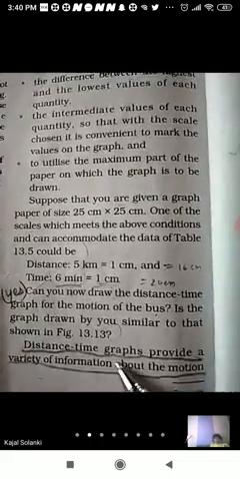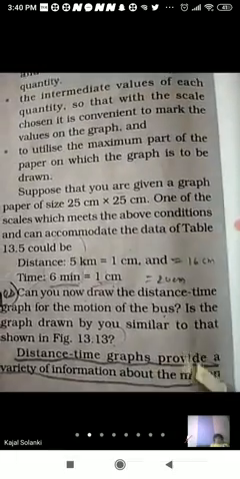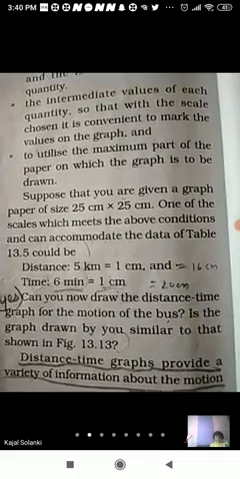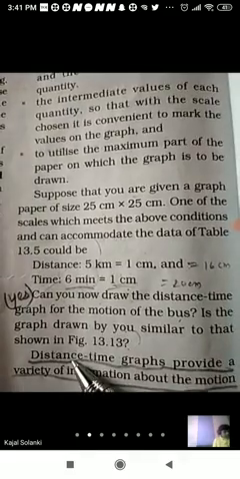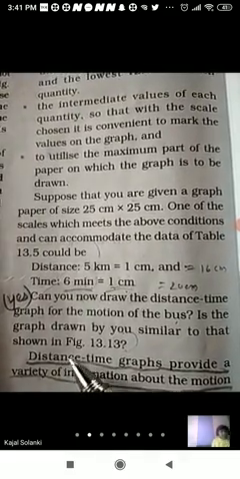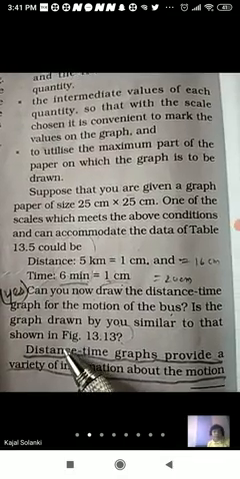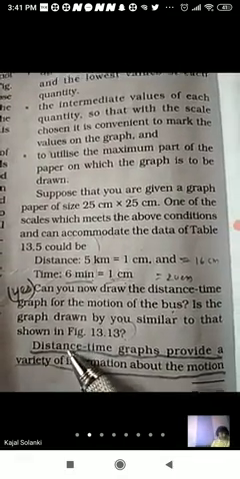Okay, now coming to this. Aryan Patro, read from your distance time graphs. Can you say the page number? 154. Last line, you can see on my screen also.